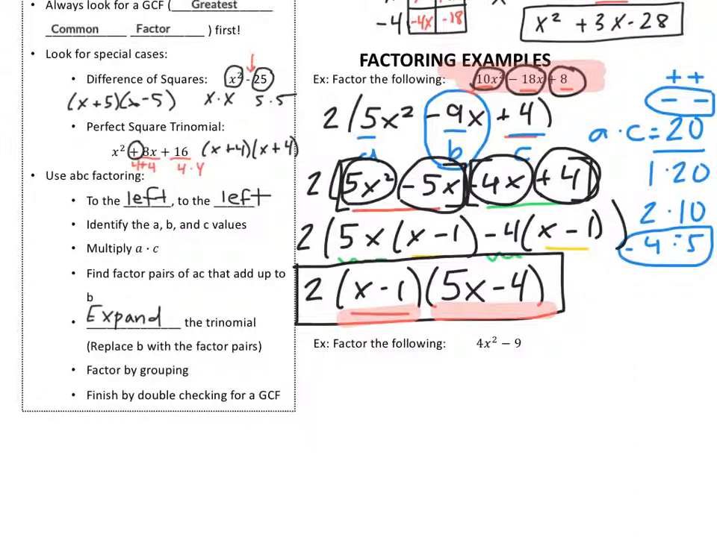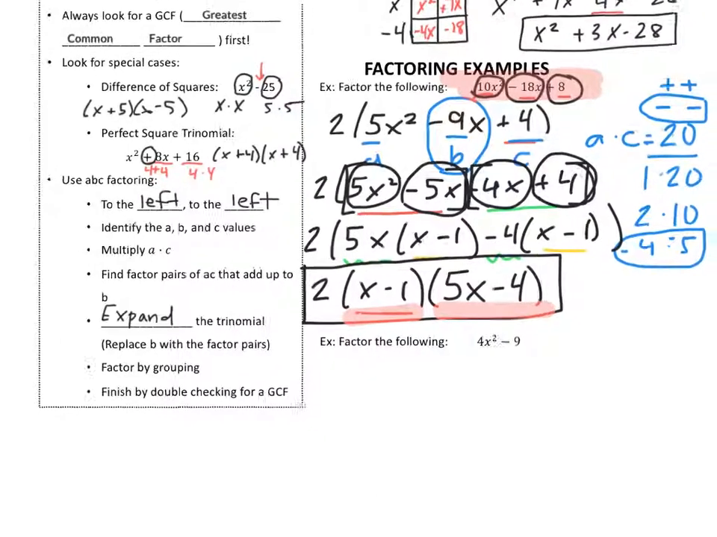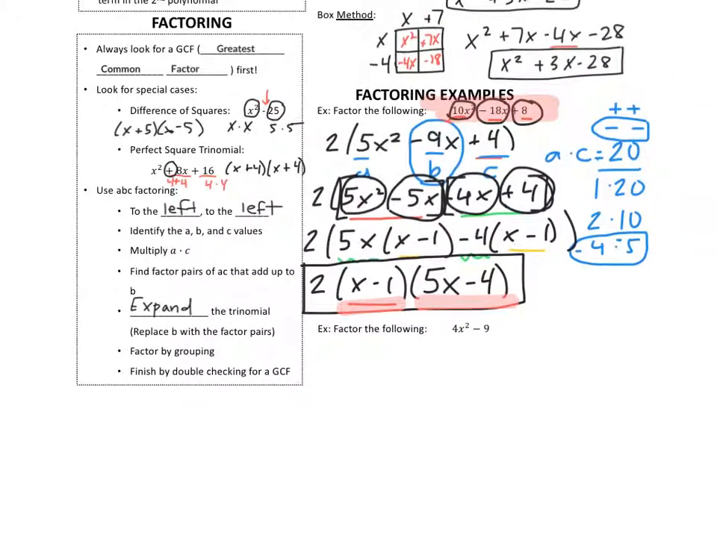Okay, let's do one more example. We have 4x squared minus 9. So first you want to look for a GCF. 4 and 9 don't have a GCF, so we're good.